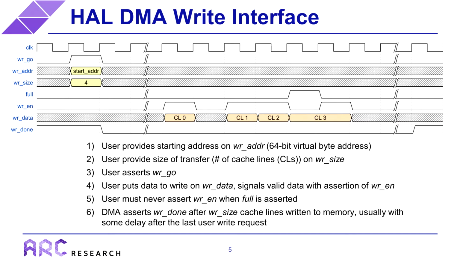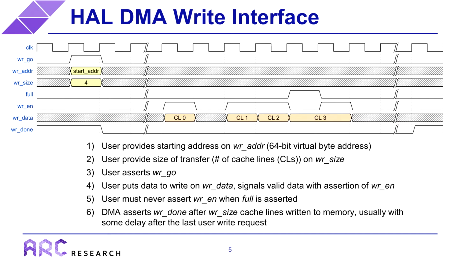So our circuit has now written everything that we want to write to the interface because we requested a write size of 4, but that doesn't mean that it's actually shown up in memory. You'll notice that there's a delay between the last user write request and the write done signal being asserted. Write done is only asserted when the final write request and all other write requests have actually been written to memory.